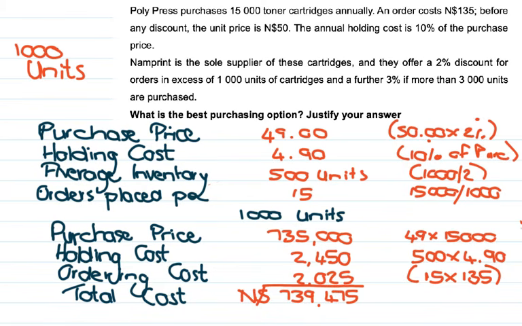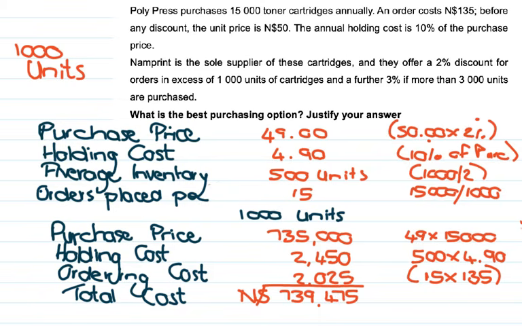All right, so my cost, if I order 1,000 units at a time, then my total cost for the year would be my purchase price, which is now 49. It's 735,000. My holding cost is a bit lower now because we now calculate it on 4.90. You will remember the holding cost was linked to the purchase price.